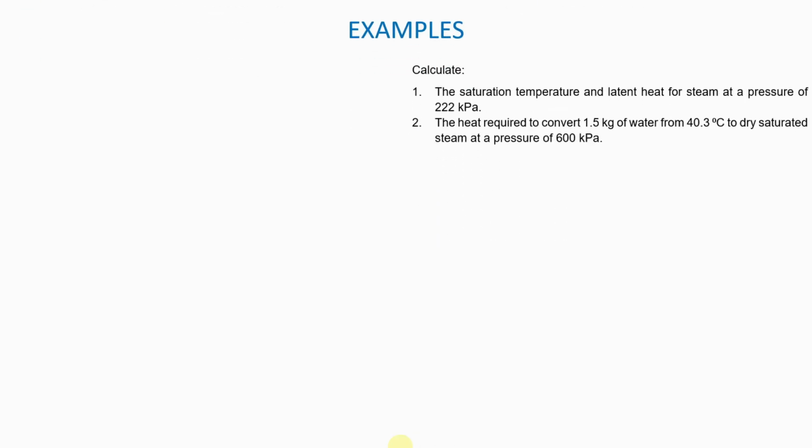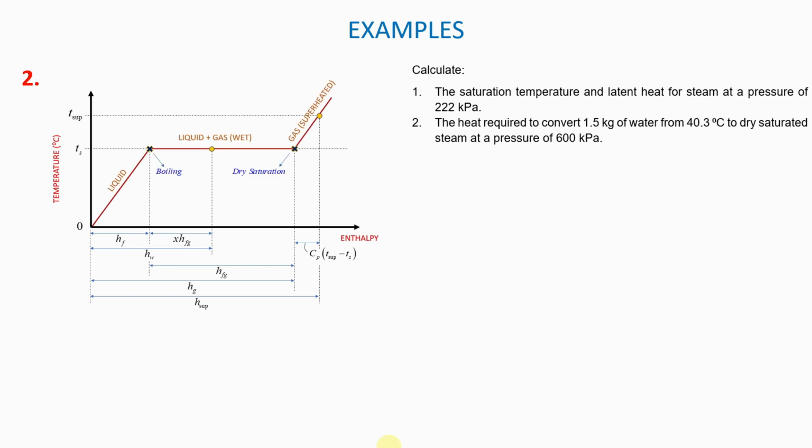Now, for the second question, we need to find the heat that is required to convert 1.5 kilograms of water from 40.3 degrees Celsius to dry saturated steam at a pressure of 600 kilopascals. And so, if you look at the diagram that we looked at before, that graph, you will see that the values that you read in the table, whether it's HF or HFG or HG, all of those values are the heat that you need to provide to the water from 0 degrees.